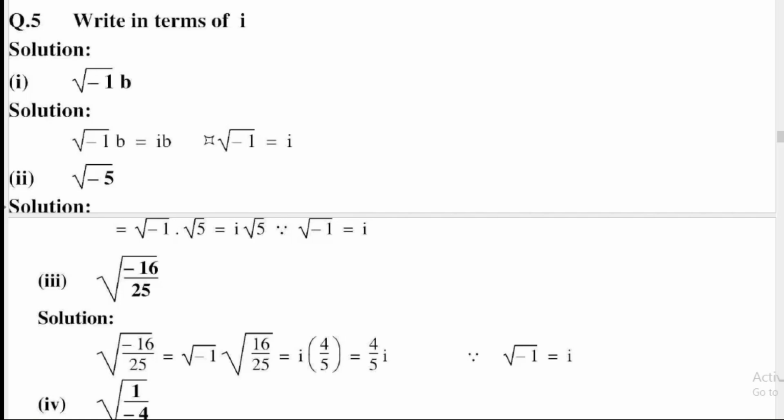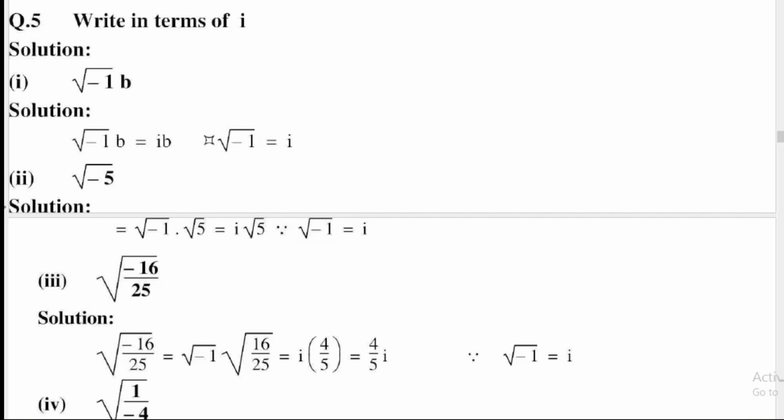Hello everyone, welcome to Mathematics Basic to Advanced level. In this lecture, I will solve exercise number 1.2, question number 5, that is most relevant from the paper's point of view. So let's start. Write in terms of iota.